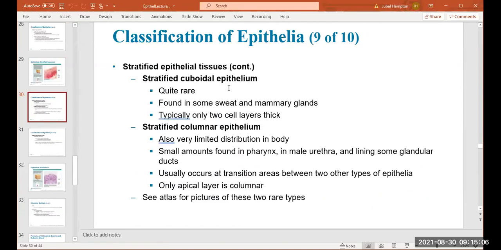Stratified cuboidal epithelium is quite rare. So most of it, like I said, in the body is simple. Stratified columnar epithelium is very rare, with very limited distribution in the body, small amounts found in the pharynx, the urethra of the male, and some glandular ducts.